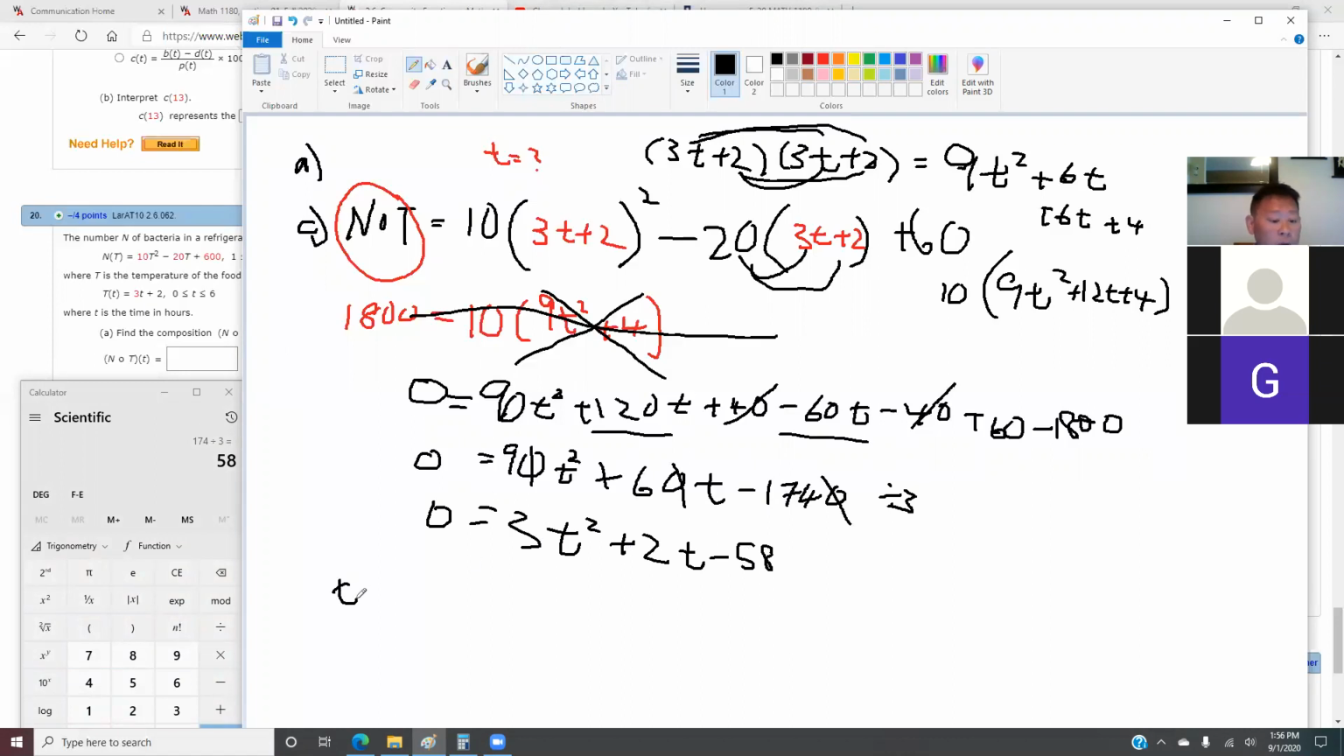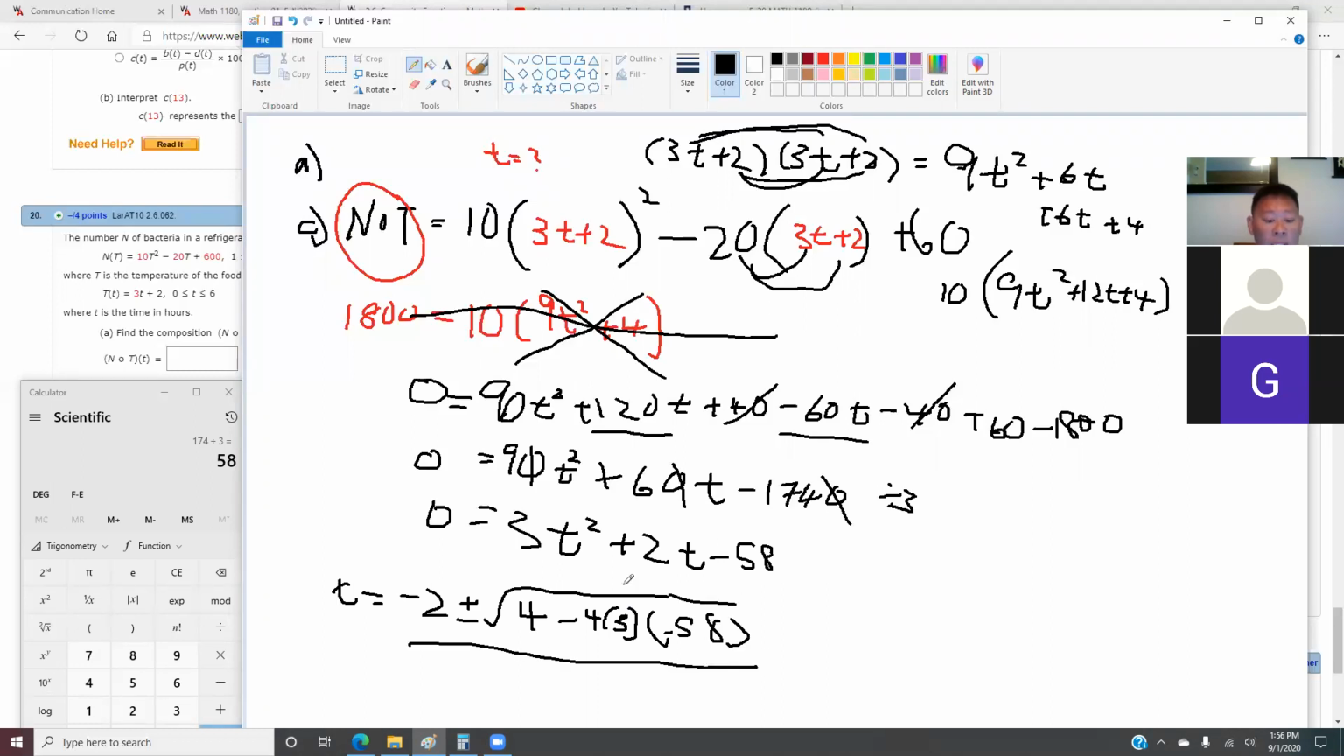So when you use your quadratic formula, negative b, which is negative 2, plus minus the square root of b squared. Our b is 2, so the square is 4, minus 4 times a, which is 3, and c, which is negative 58, all over 2a. 2a in this case is 2 times 3, which is 6.